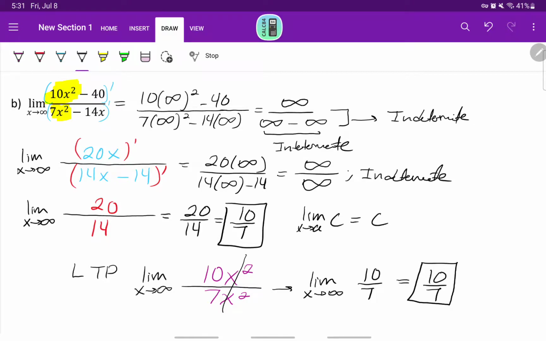All right, guys, that is it for this video. Once again, I can use L'Hopital's rule to evaluate an indeterminate answer. If I can factor, you should try to factor as well. Factoring will make life a little bit easier.